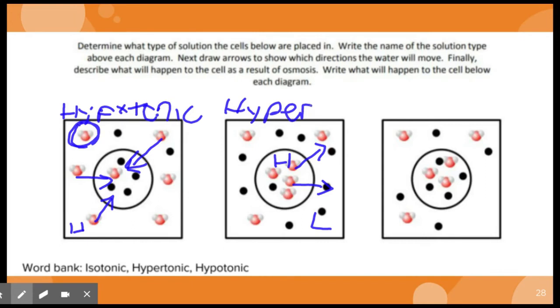Lastly, I have the same amount of water on the inside as outside. So water is going to move in and out at the same rate. This is isotonic. The cell is going to stay the same.